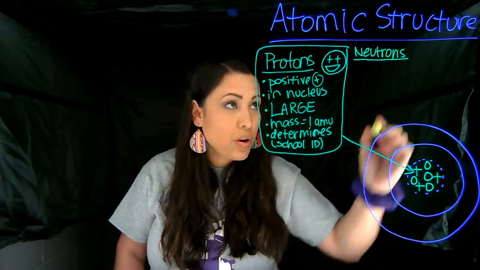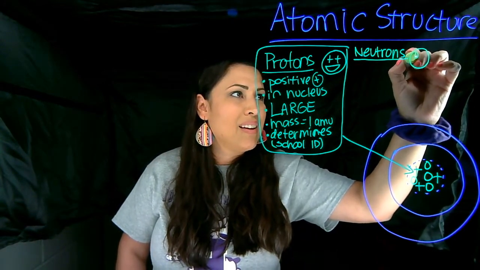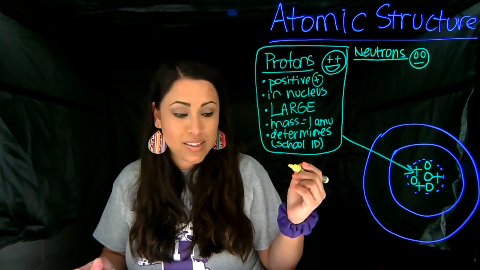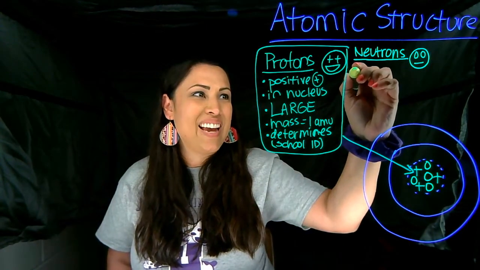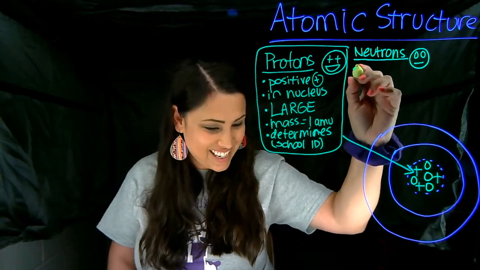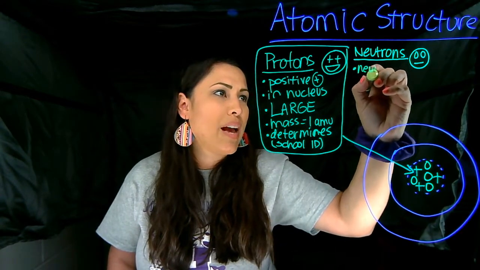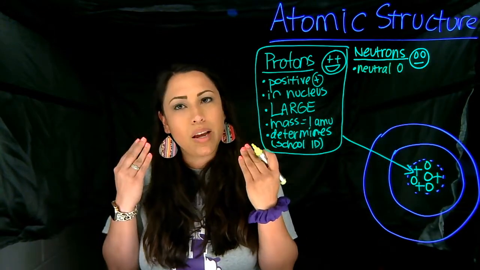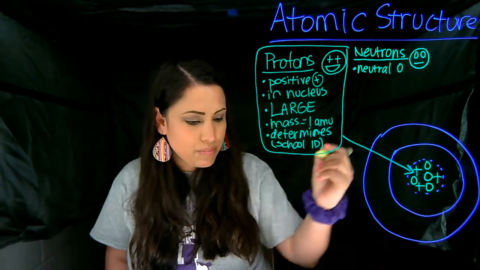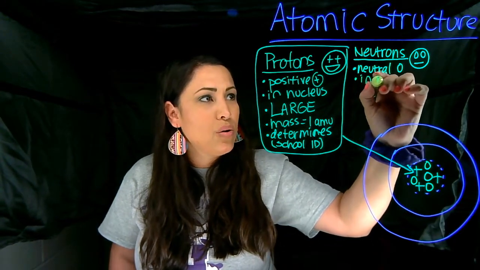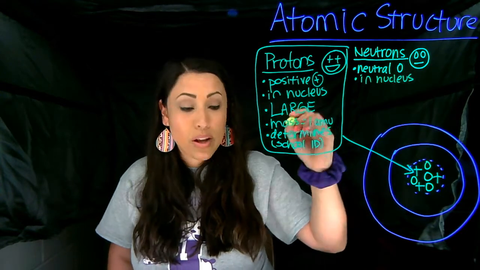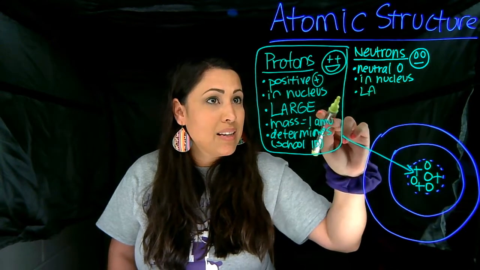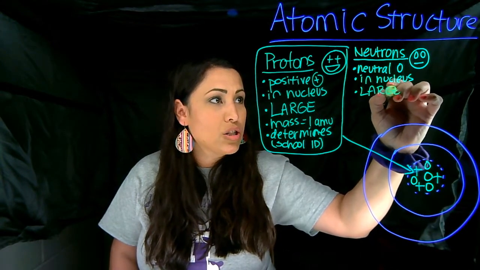So, neutrons, if you remember that face, zeros for eyes, and they were neutral. Neutrons are neutral in the nucleus. Neutral basically means they have no charge, that's why the mouth is just there, because they don't have any feelings. They're just neutral. They are also in the nucleus. Remember, you're following along with me, okay? They are also the same size as our protons, so they are large.